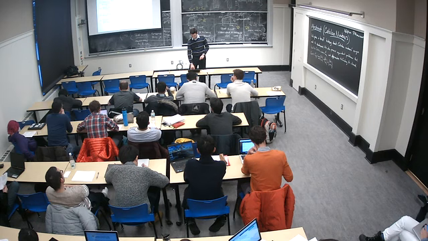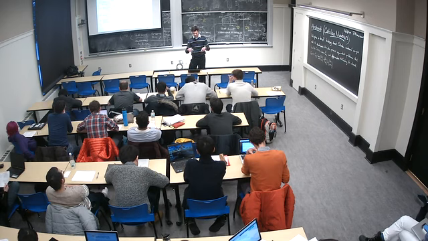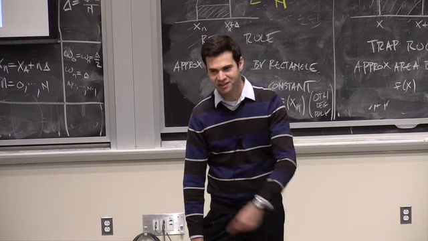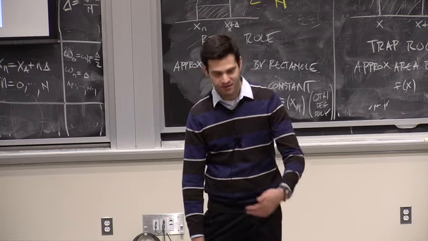Right. So what's convenient about this is that these two factors work in opposite directions, right? As the proportion gets closer to 50%, the variance increases, so we need a bigger sample, but your tolerance increases as well, so you don't need as big of a sample. And so it's convenient. The practical solution is assume p is 0.5 and work in terms of absolute equivalent tolerance. So you pick a tolerance under the assumption that the proportion is 50%.